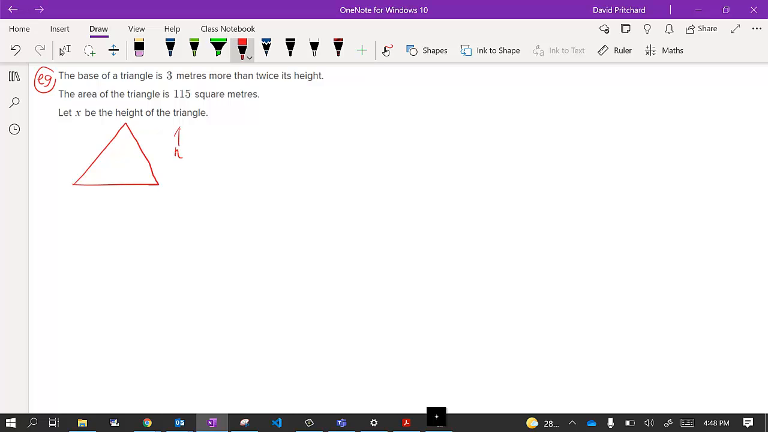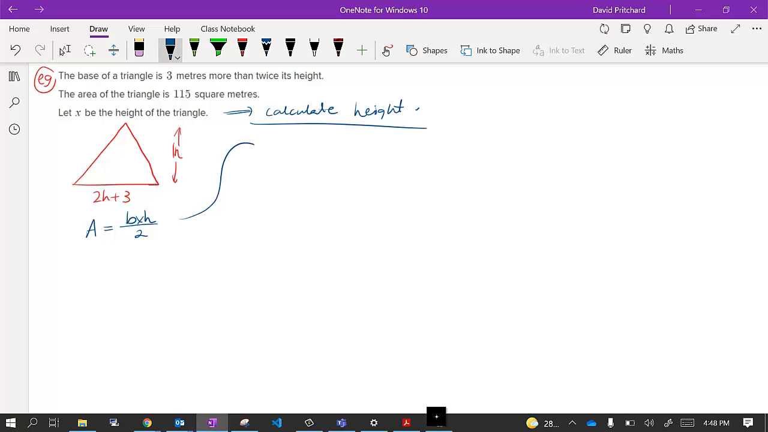So let's say this is its height. We'll use h as our variable. So 3 more than twice its height makes the base 2h plus 3. And we all know that the area of a triangle is base by height on 2, or 1/2 base times height. Now I know, again, I cut off the question here. I want you to calculate the height of this triangle. So that means we have to formulate an equation here and then solve that equation.